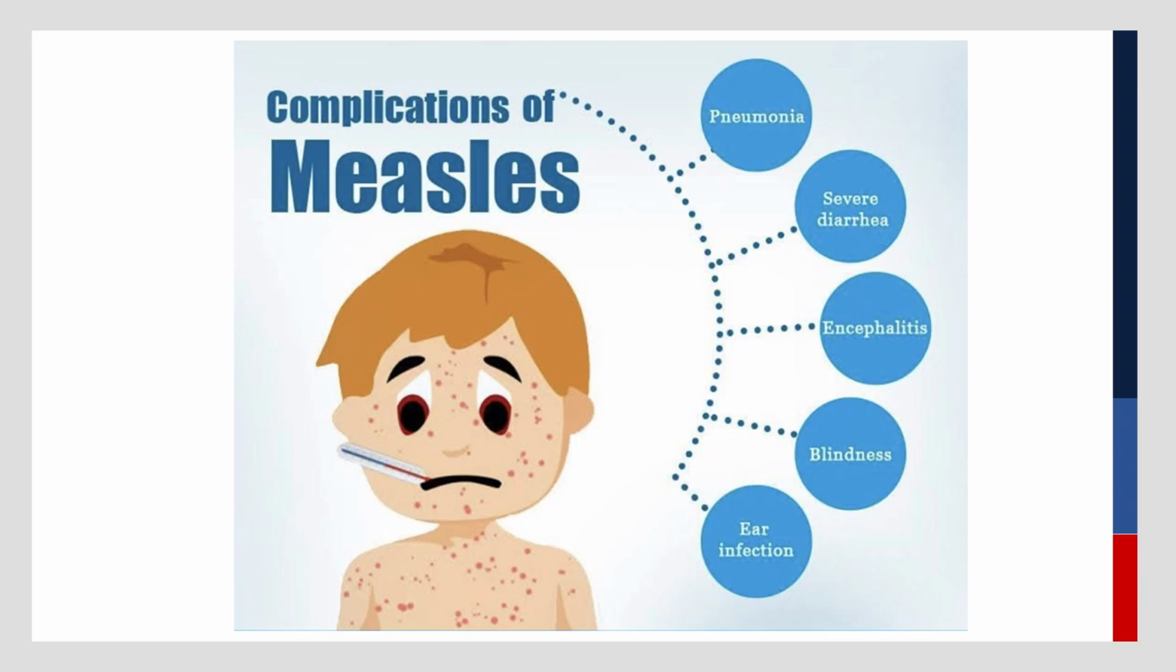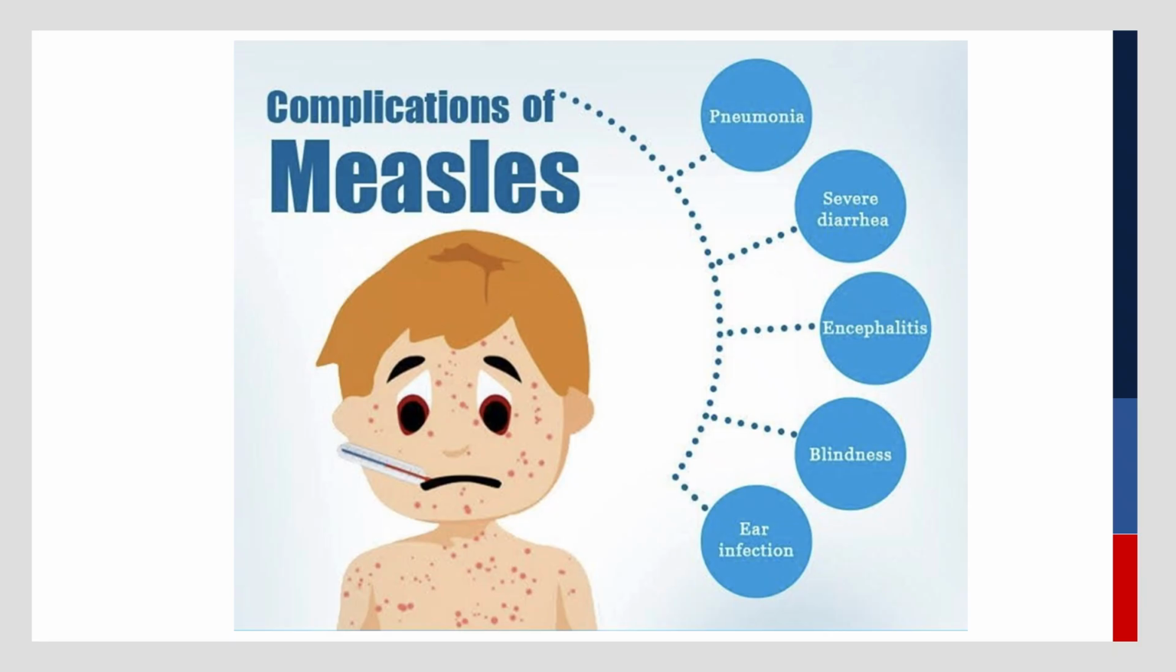Measles has various complications. It's not a very innocent disease. A child could have pneumonia. It could lead a child to having severe diarrhea, encephalitis. It can lead to blindness. It can lead to ear infections.